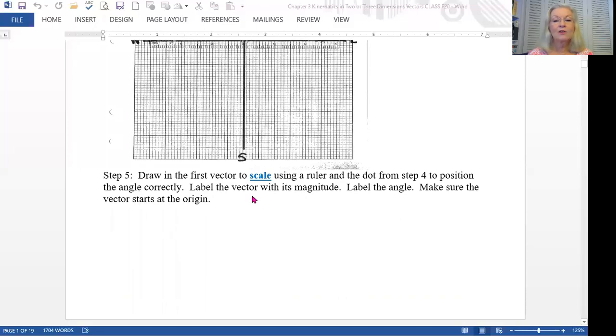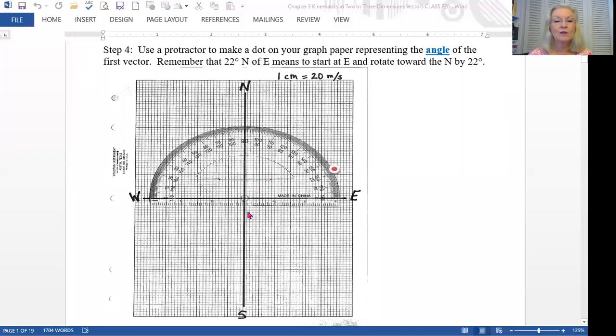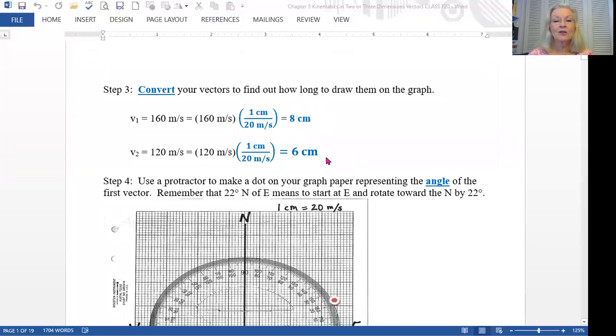And now we draw in our first vector to scale. So we use a ruler. You'll take the protractor, move it away, put your ruler down, and line up your ruler so that your origin and the 22 degree tick mark are on the ruler. Actually, it'll extend past it. So the ruler should be on the 22 degree tick mark and on the origin. And then you, starting at the origin, want to measure a line that is 8 centimeters long.